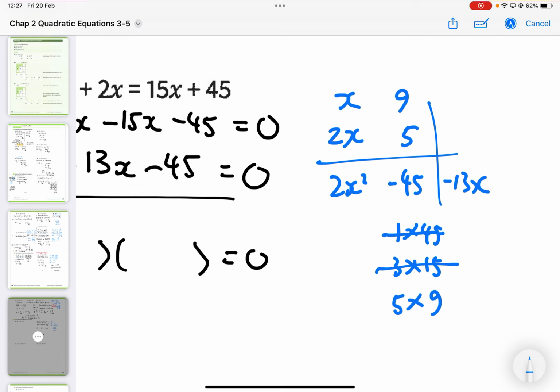Then which one positive, which one negative? I want to end up a negative number. So I want the bigger number to become negative. 2 times 9 is a bigger number. So I want the minus to follow my 9. Then my 5 must be positive, because minus times plus gives me minus. Okay? So this is how I get the factorization. Once I cross, I will have minus 18x plus 5x. Add up, minus 13x.